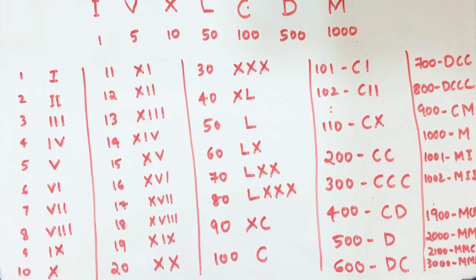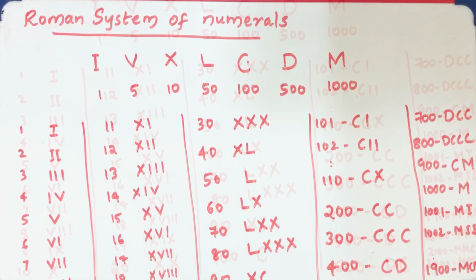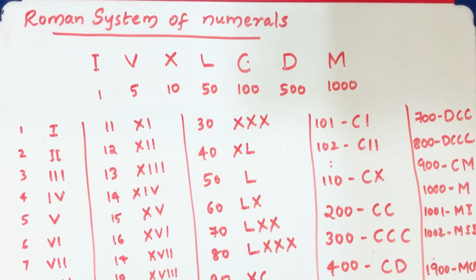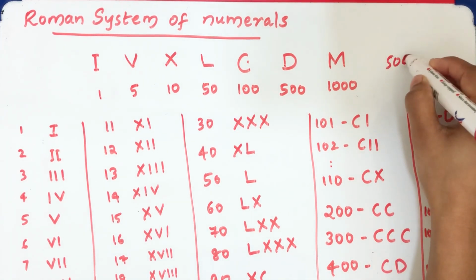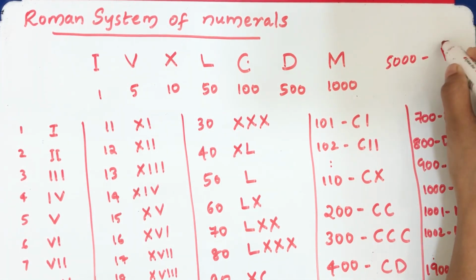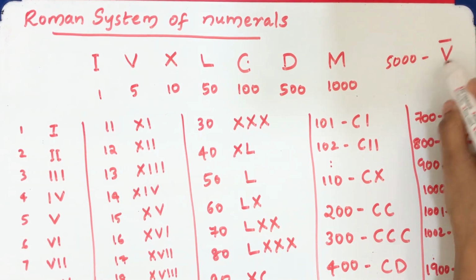How will we write 4000 and 5000? So we have one more rule. A bar placed over a number multiplies its value by 1000. So 5000 we can write 5 into 1000, or 5000 is 5 with a bar placed over it, multiplying its value by 1000. So 5000 is this.